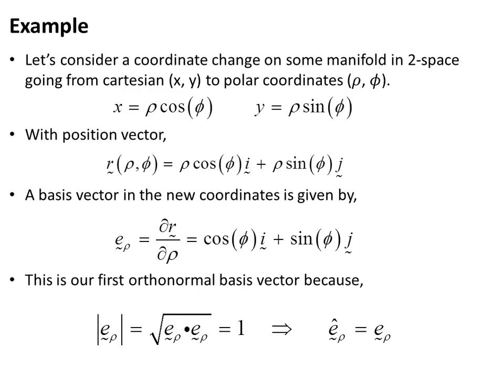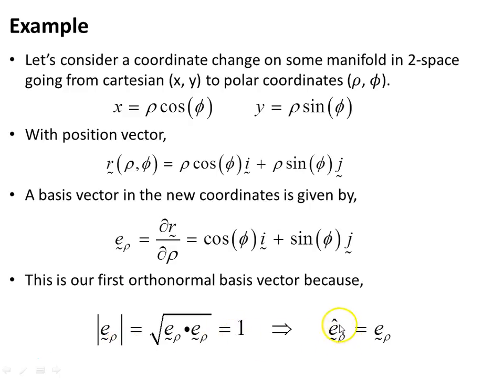mutually orthogonal. Alright, so an example now: consider a coordinate change on some manifold in 2-space. We're going from Cartesian coordinates x, y to polar coordinates rho and phi. Our coordinate transformations are x equals rho cos phi, y equals rho sin phi, with the position vector in terms of rho and phi. There we are. Right, so our basis vector in new coordinates is given by e subscript rho as dr d rho, the partial derivative of the vector with respect to rho, which gives us this object here. Now, this turns out to be our first orthonormal basis vector because the modulus of this vector is 1 anyway.